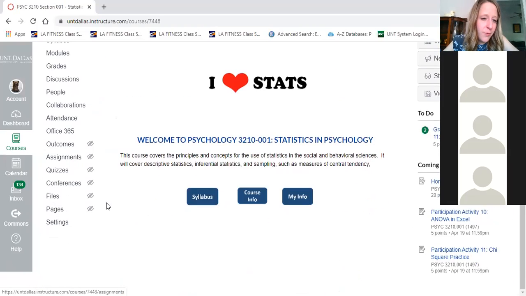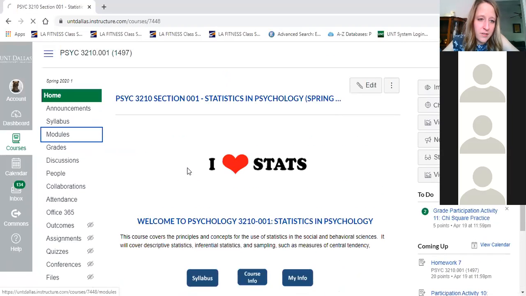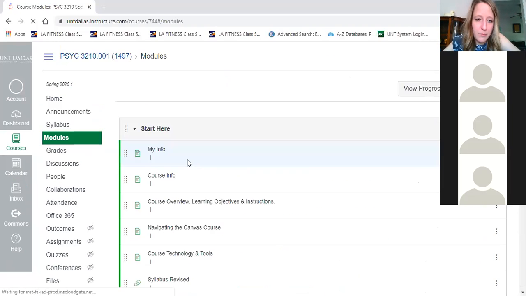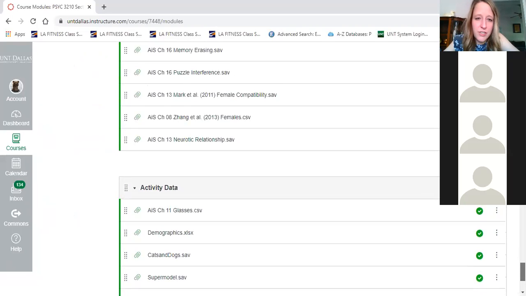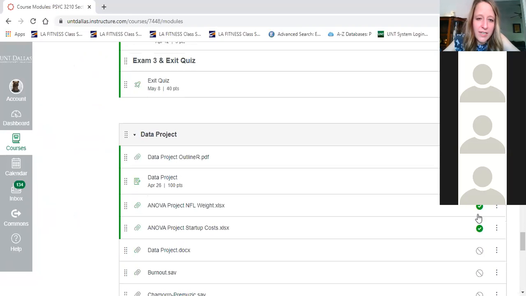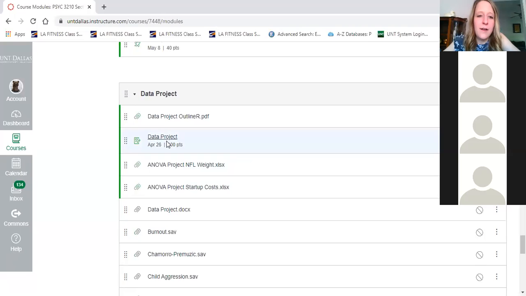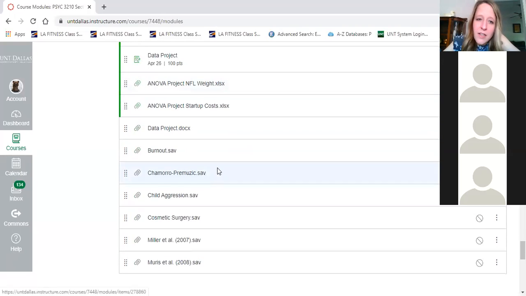So in your Canvas under modules, I changed things up just a little bit. It won't change a lot, but if you'll notice, you have a new outline and a new submission theme that's individually. But you'll see here you have 2 data sets. So this is if you're doing it in Excel. So you notice that each of these are Excel files.